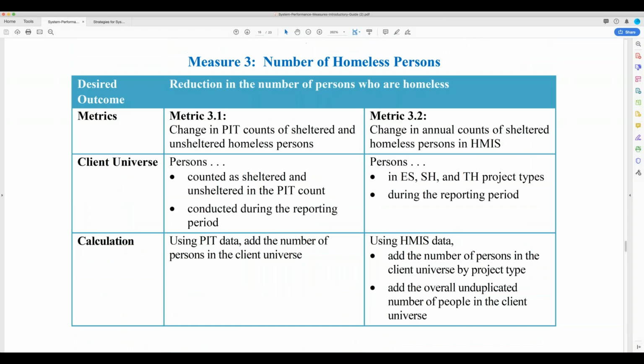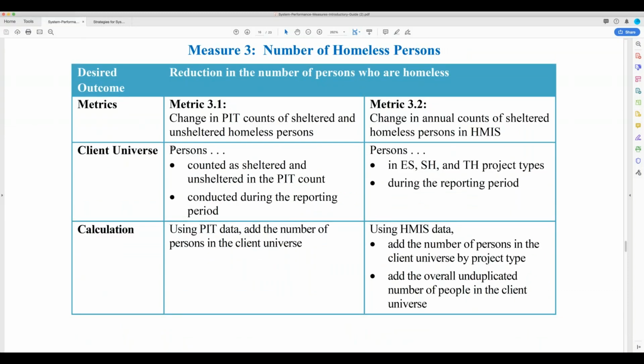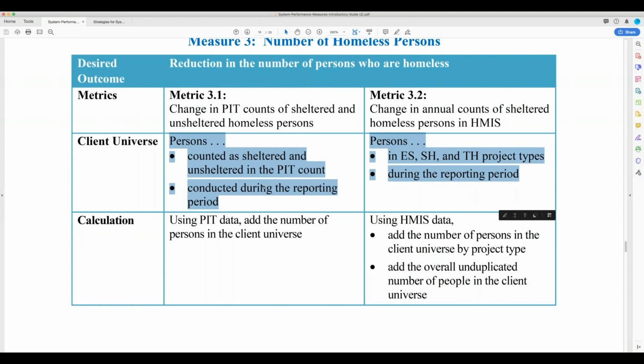Okay, and the same thing is true for measure 3, number of homeless persons. So those of you who helped us participate in the point in time count, you know that we included folks who are sheltered in programs that are in HMIS. We pulled that data directly from the data system. And for those who are not in HMIS, we had surveys completed, but we counted them just the same in the point in time count.